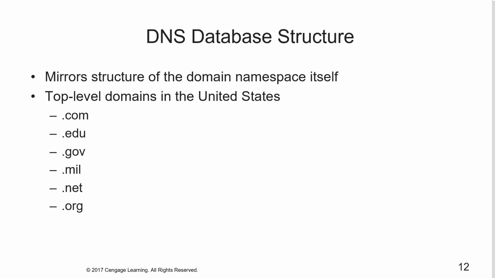So the DNS database structure, the root is represented as a dot, and root servers are also referred to as dot servers. So it mirrors the structure of the domain namespace itself. So when you think about actual internet domains, .com, .edu, .gov, .mil, .net, .org, these are the top TLDs, top level domains, if I say the acronym a lot, in the United States.